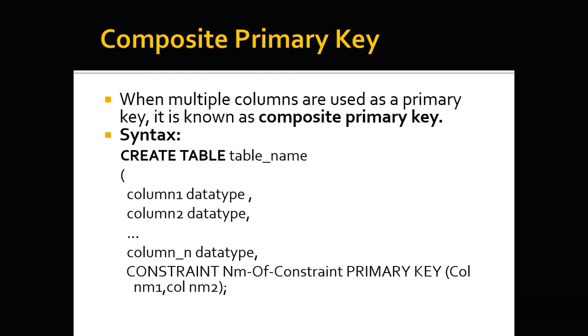Column 1 data type, column 2 data type. Sorry, I want to do one correction in syntax. Create table, table name means the table which you want to create, and inside the bracket column 1 data type, column 2 data type, as we are doing normally. Fine. Then at the end of column names again we will do the comma. Here you can see the comma.